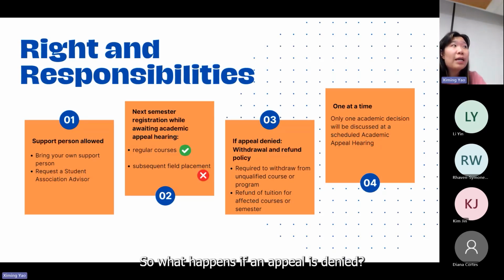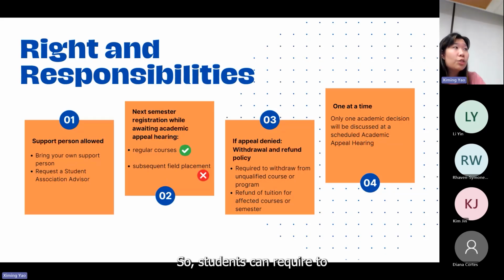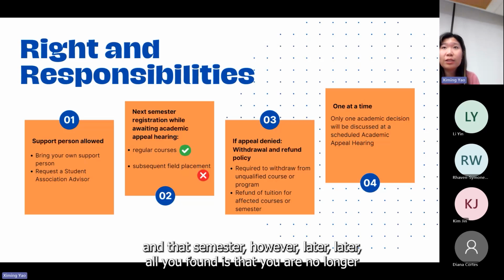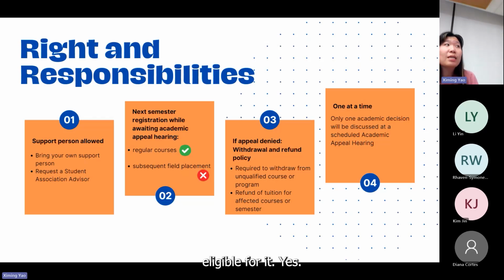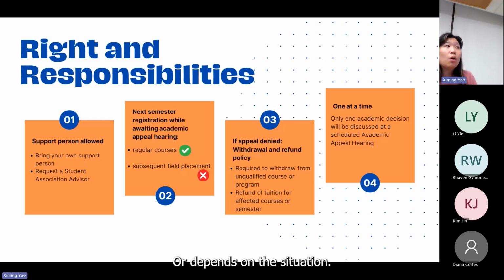So what happens if an appeal is denied? There is a policy about withdrawal and refund. Students can be required to withdraw from an unqualified course or program. For example, after you successfully register for a course for the next semester, but later you find that you're no longer eligible for it, you can be required to withdraw from the unqualified course or program. Depending on the situation, you can possibly also get a refund of tuition for the affected course or semester.